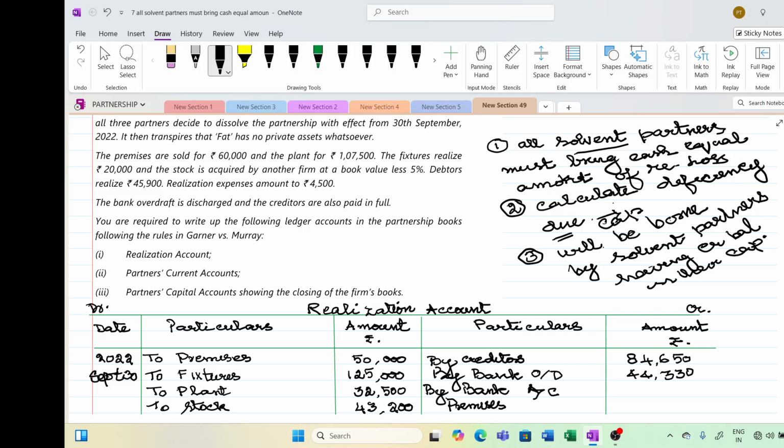This will be borne by these solvent partners in which ratio? It will be borne in capital ratio. In case of fixed capital, you have no problem. There is an amount of capital, you just take the ratio and distribute the loss in the capital ratio. In case of fluctuating capital, just before dissolution, whatever the amount due to them or due from them, subtract everything, find out the net amount, then in that ratio, distribute the loss. Okay, let us proceed with the sum now.